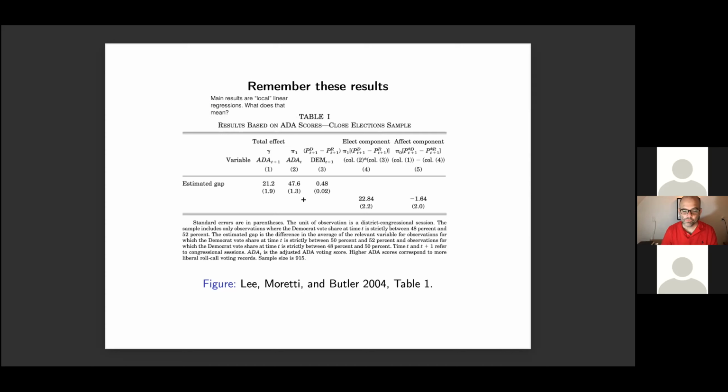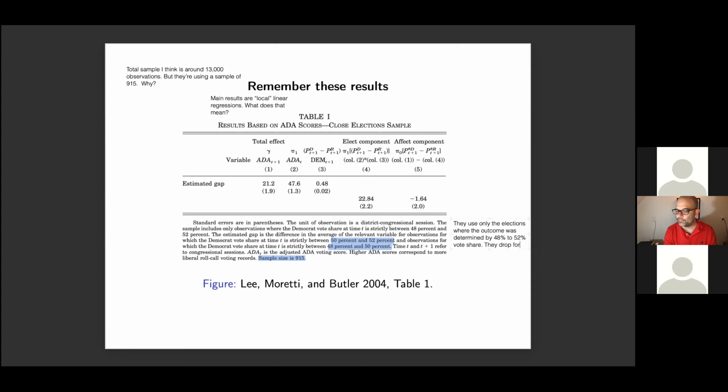First, they're only using a portion of the data. Total sample size, I think, is around 13,000 observations. But they're using a sample of 915. Why? Notice, why did I highlight this? They use only the elections where the outcome was determined by 48% to 52% vote share.